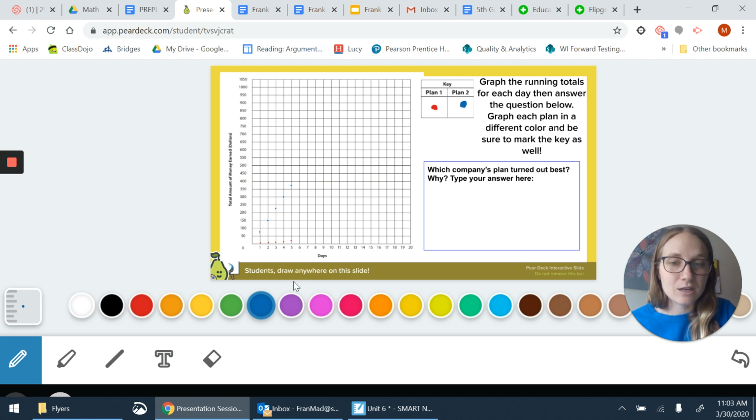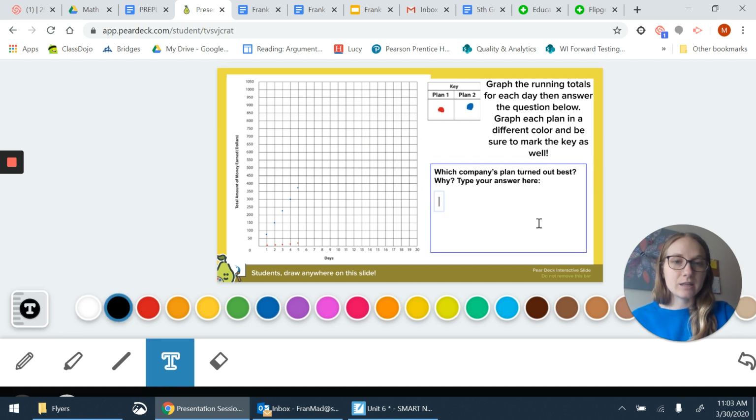So complete your graphs here for days 6, 7, whatever you need to go up to until you reach $1,000 that he's saved. Now, if you don't have this question here, when you can figure out which company's plan turned out the best, you'll write this answer on page 217 in your book. If you have this here, then you can just type your answer here. For me, I would use the text option and click so that I can write he should choose plan blank. I'll let you decide that, okay?